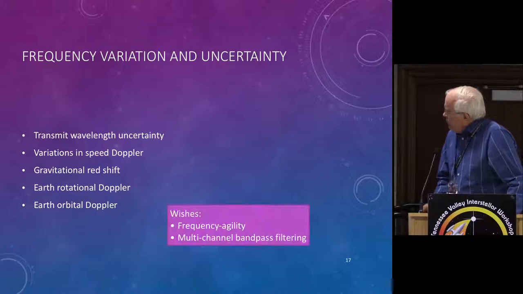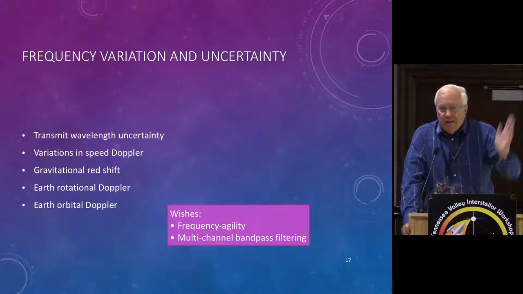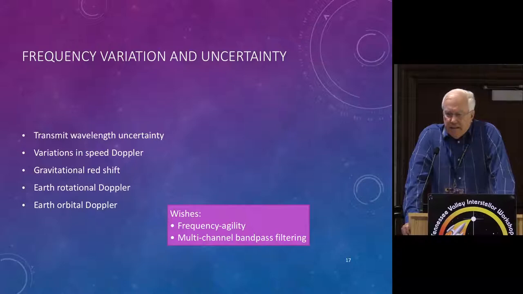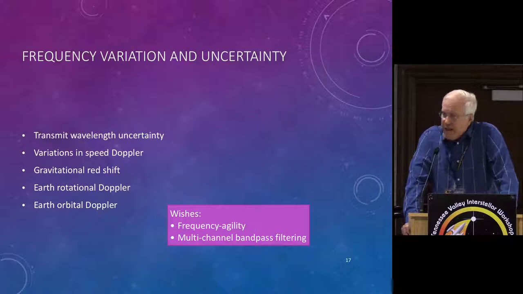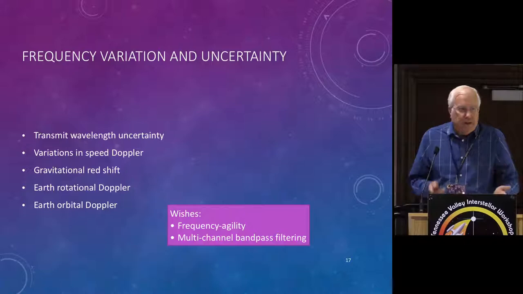But requirements on the receive antenna array are pretty severe due to all of this, and that is that they have to be frequency agile. So we can't depend on the signal coming back from the individual Starshots to be at a single known frequency, but it's going to vary. And we need multi-channel bandpass filtering to separate out the various spacecraft that are transmitting simultaneously. And the design of that receive array is already complicated. This is a considerable complication.